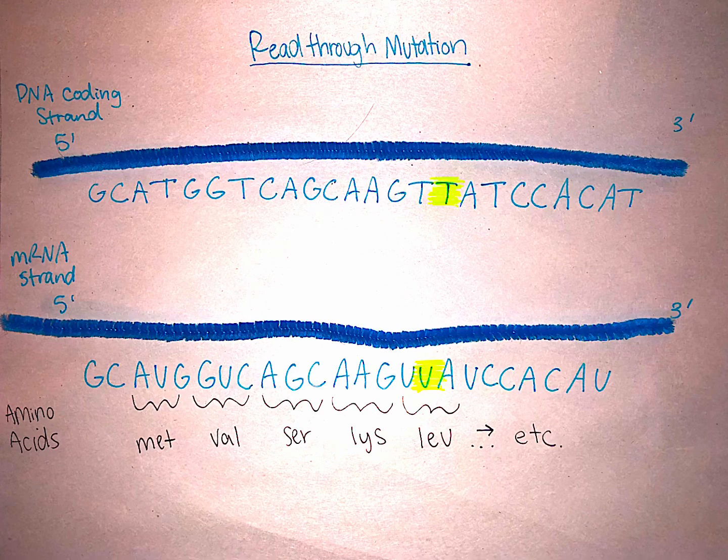The final type of mutation is called a read-through mutation. In this example, there is a transversion in the stop codon. The TAA in the DNA coding strand becomes TTA as the adenine is changed to a thymine. As before, the TTA will become UUA as the original DNA coding strand becomes mRNA. The thymines are changed to uracils, and this will result in a change in the amino acid sequence as the stop codon has been changed. Therefore, the mRNA will continue being transcribed until the next stop codon appears.